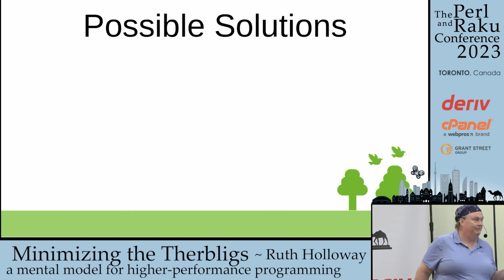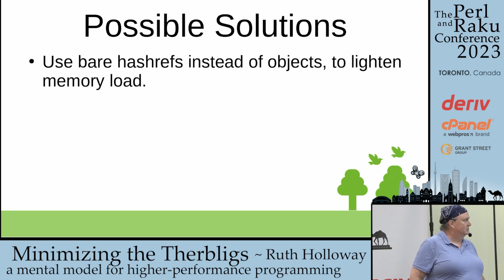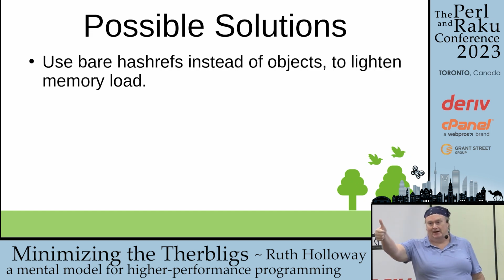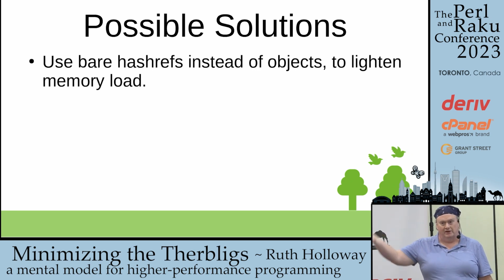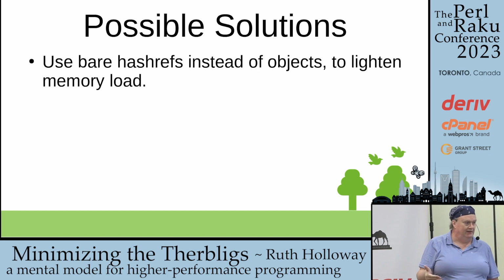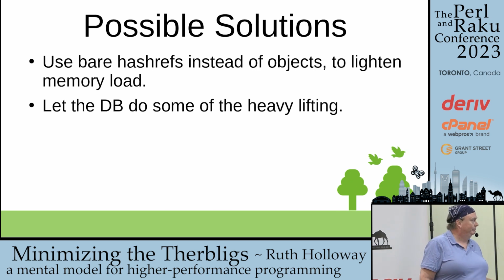So let's think about possible solutions. Using bare hash refs instead of objects to lighten your memory load. Now this is especially true if you're sending things out to the front end to put in a data grid. Sometimes your data grid objects in JavaScript won't do anything with an object. They want bare hash refs, so send it to them that way. They're not going to know what to do with the methods. Don't waste time sending it. Let the DB do the lifting.